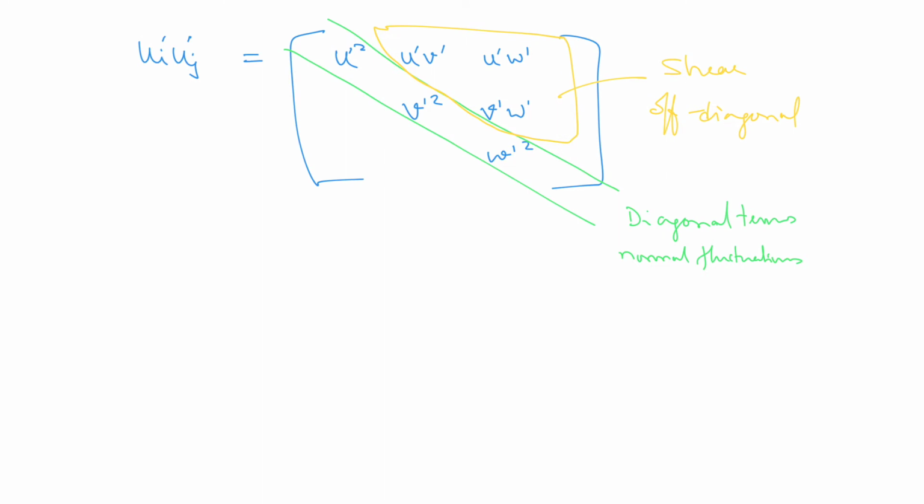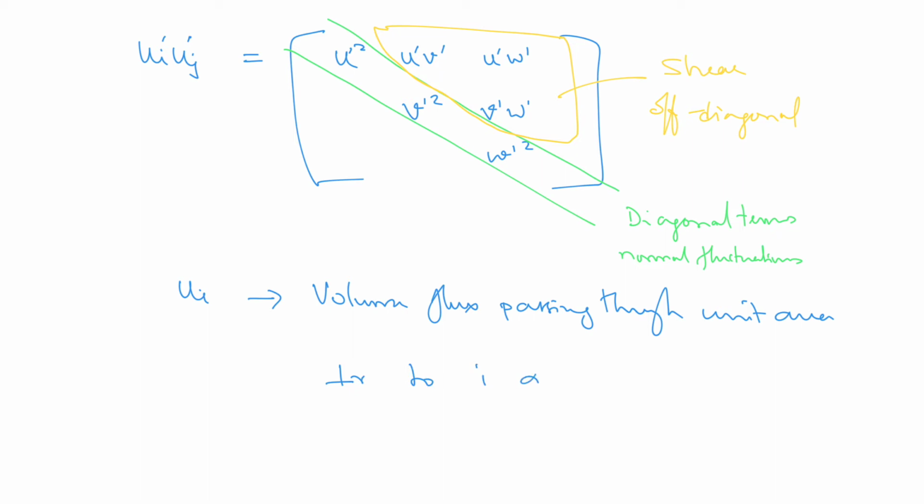First we will consider a term u with suffix i. So what does it convey? It conveys to us that this is the volume flux passing through unit area perpendicular to the i direction. So what does this mean? ui is the volume flux passing through unit area perpendicular to the i direction.